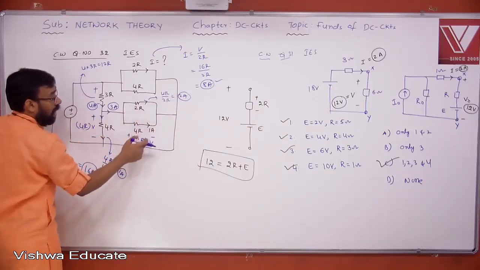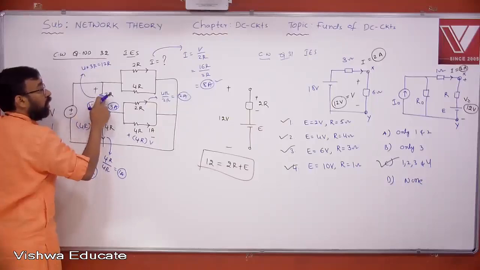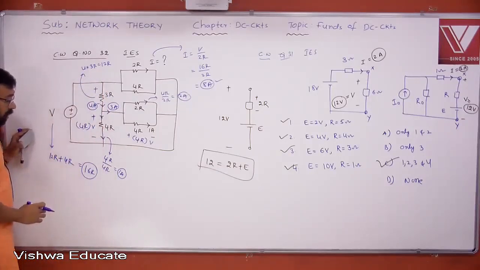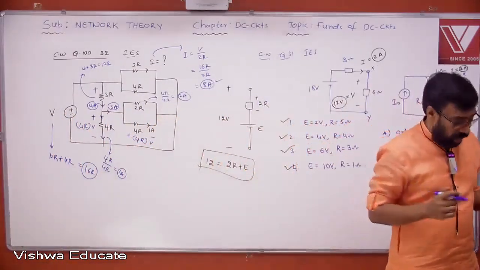2 ampere plus 1 ampere will give you 3 ampere. 3 plus 1 will give you 4 ampere. 4 into 3 will give you 12R. 12R plus 4R will give you what? 16R. That's it. 16R by 2R will give you current 8 amperes.